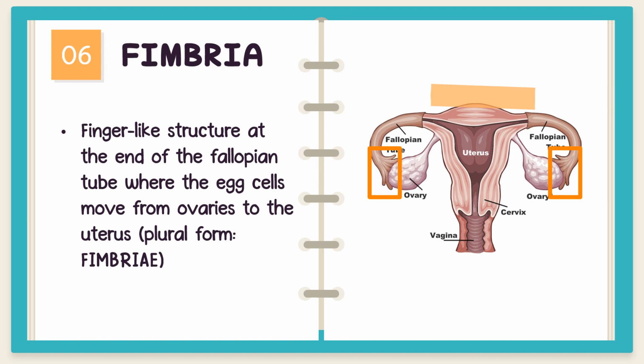Okay. The next one is the fimbria. Fimbria is a finger-like structure at the end of the fallopian tube where the egg cells move from the ovaries to the uterus. So, makikita sa drawing ko yung fimbria. Para siyang kamay, para siyang hands na naka-attach saan? Sa ovary. Do you understand, class? Okay. Ang plural form ng fimbria ay fimbriae.